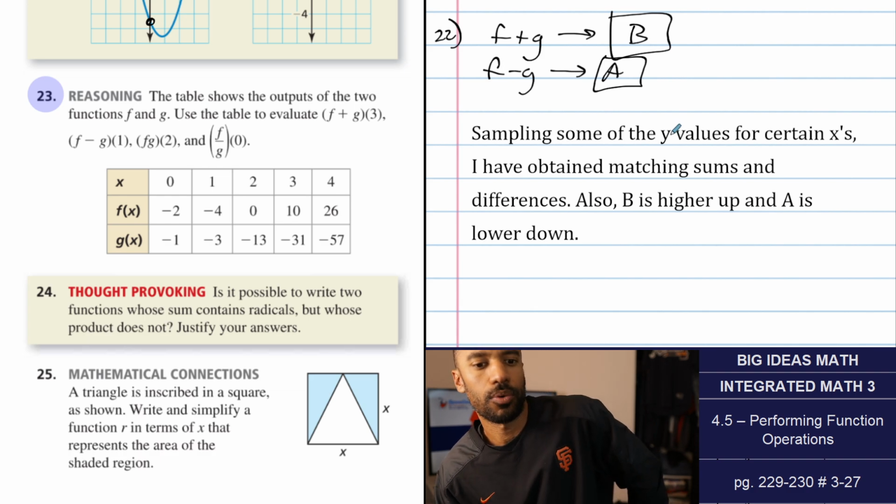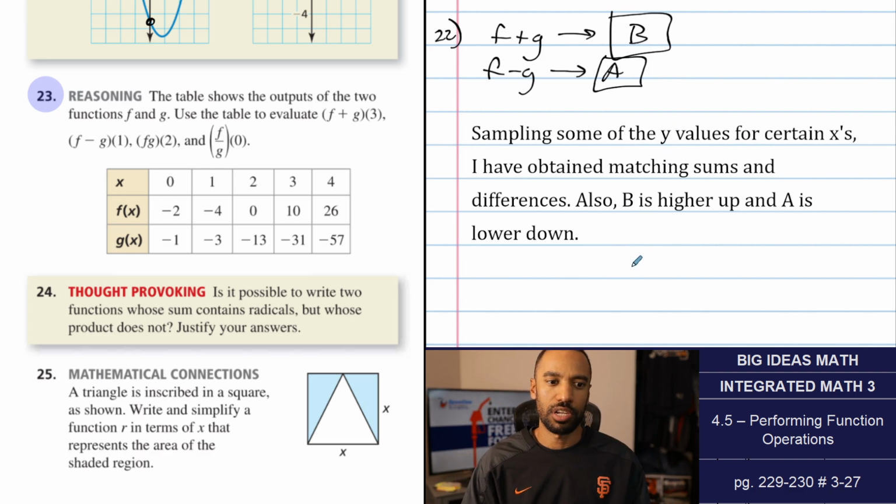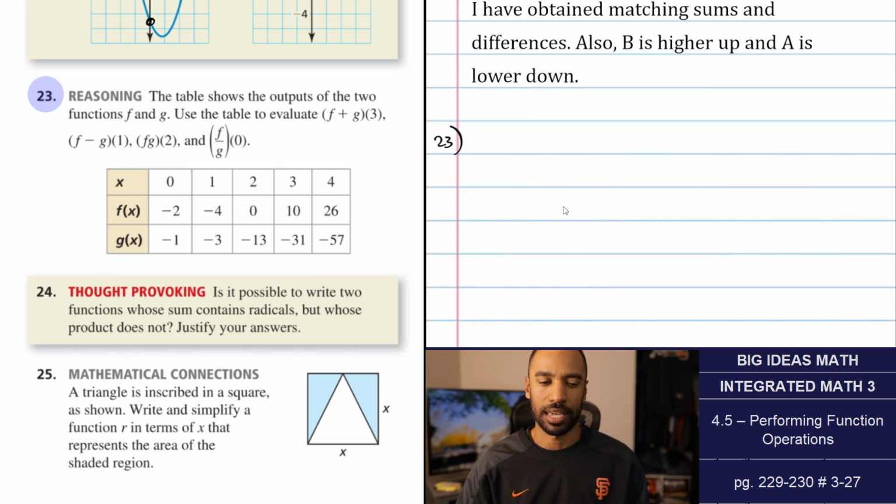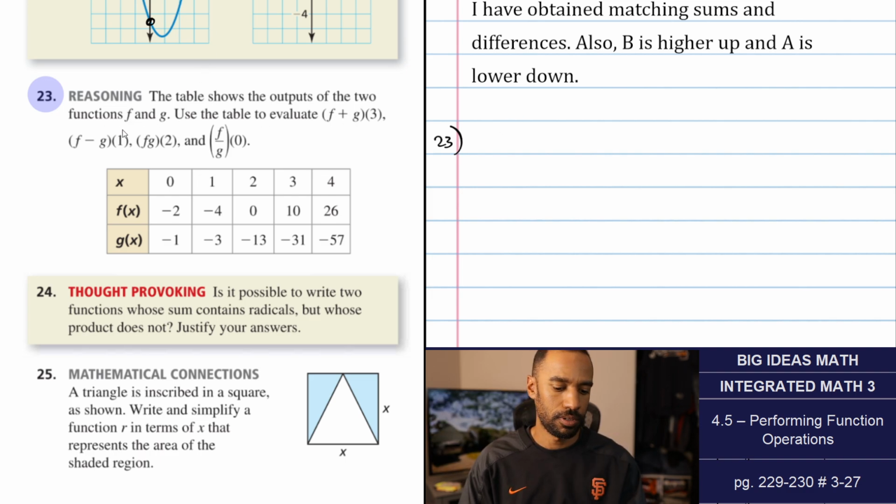Use the table to evaluate f plus g of 3, f minus g of 1, f times g of 2, and f divided by g of 0. I think it's good for me to go back and remind you of what these things mean as a whole. The table's going to stay there, if that's okay.